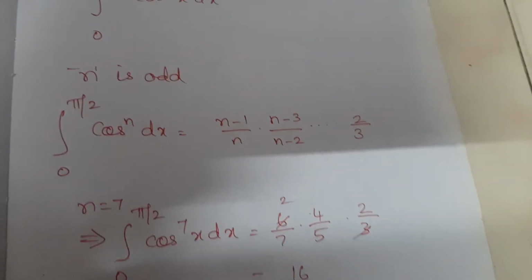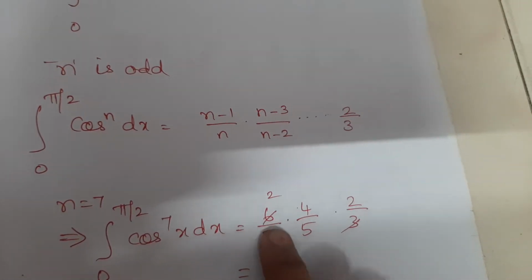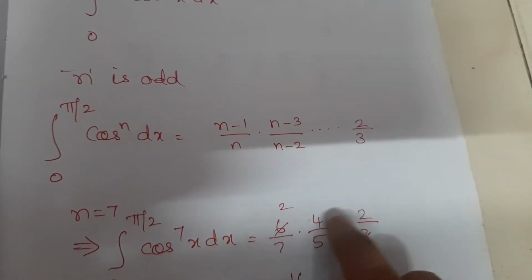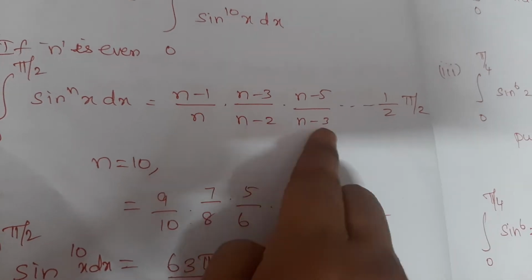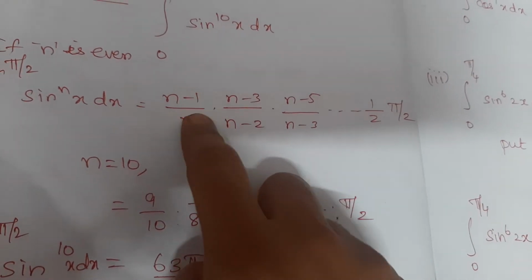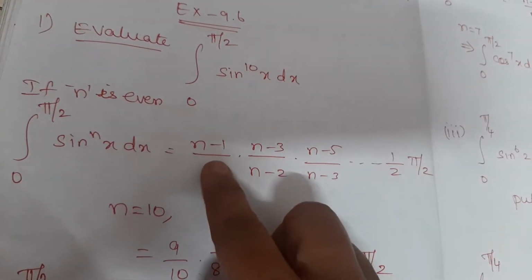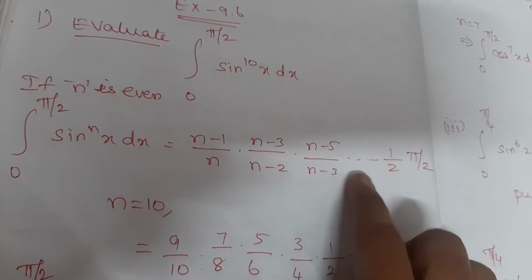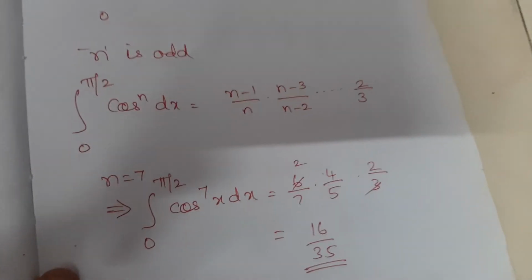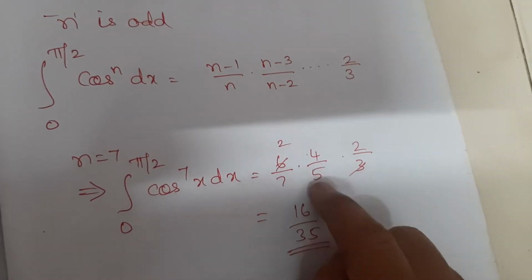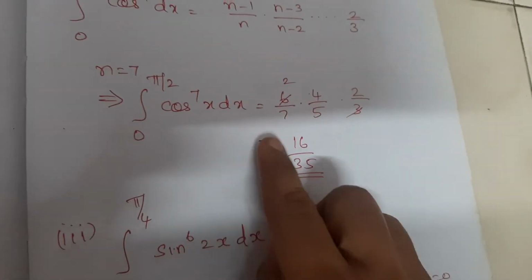So simply I can say that if you write the first term, then you reduce two in the numerator and the denominator for all the formulas here also. So if you fix the first term according to this number, then the numerator and denominator must be reduced by two numbers. Then it will be easy for you. So 6 by 7 into 4 by 5 into 2 by 3. So 16 by 35.